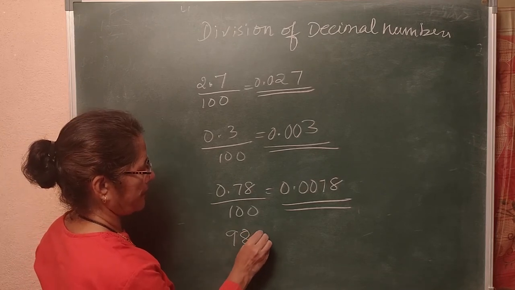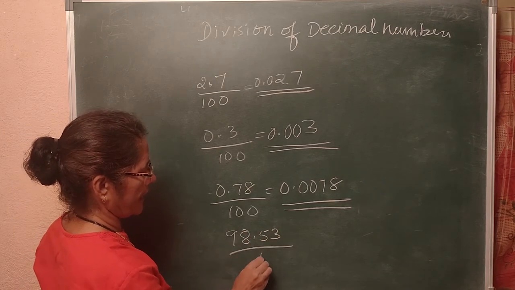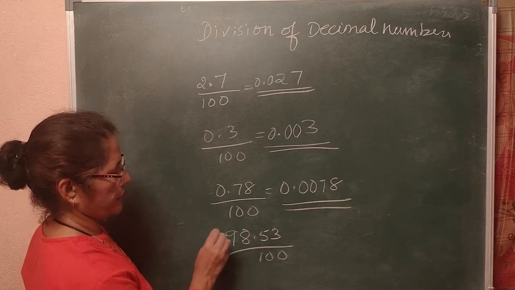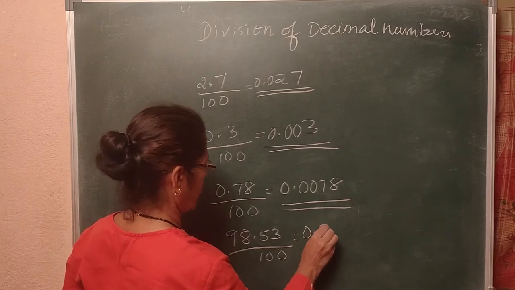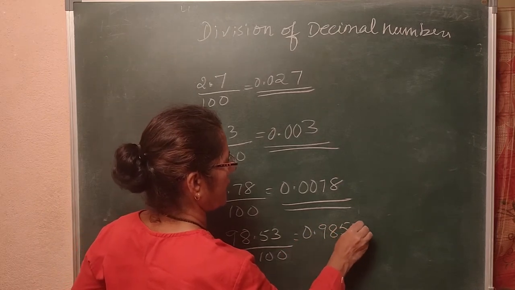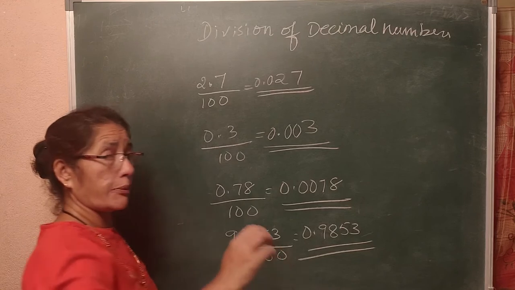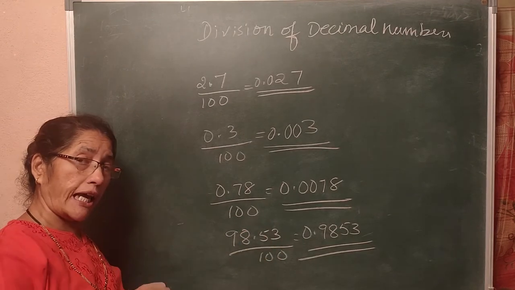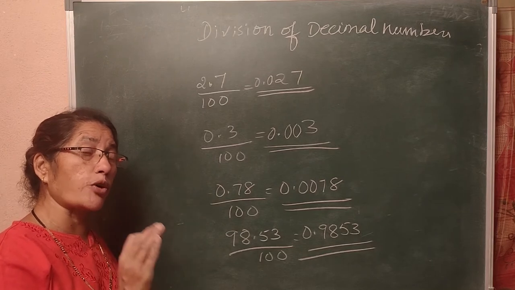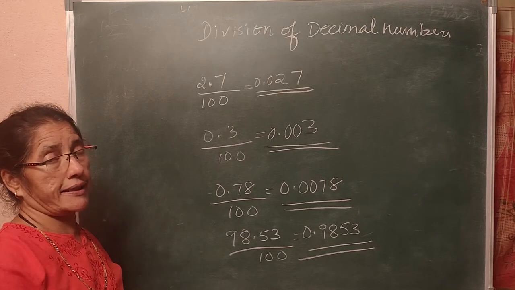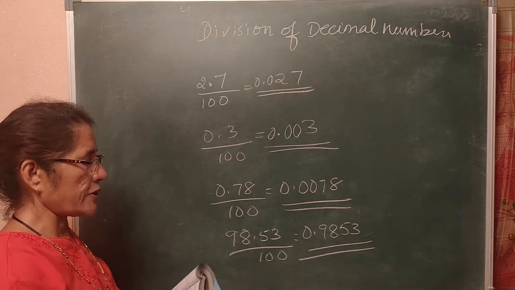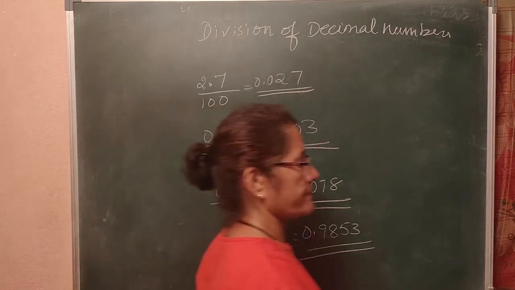98.53 divided by 100. So, the point is here. It has to move 1, 2. So, what do you get? 0.9853. When you multiply, the point moves to the right. When you divide, the point moves to the left depending on the number of zeros in the denominator. Right? Yes. So, let me go to the next one.